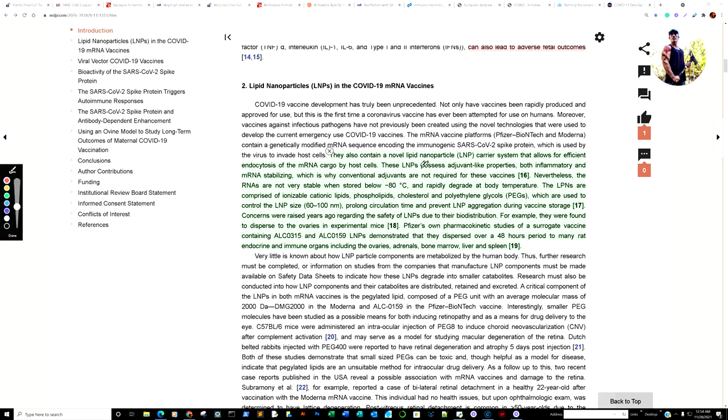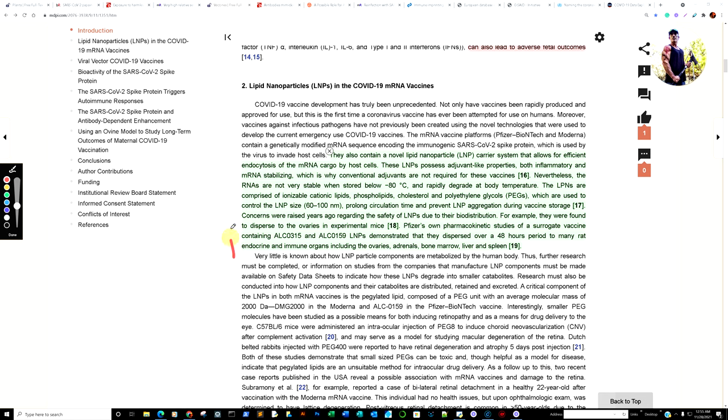They also contain a novel lipid nanoparticle, LNP, carrier system that allows for efficient endocytosis of the mRNA cargo by host cells. These LNPs possess adjuvant-like properties, both inflammatory and mRNA stabilizing, which is why conventional adjuvants are now required for these vaccines. Interesting, because it's the LNP. Nevertheless, the RNAs are not very stable when stored below negative 80 degrees centigrade and rapidly degrade at body temperature. The LNPs, here we go, are comprised of ionizable cationic lipid, phospholipids, cholesterol, and polyethylene glycols, which are used to control the LNP size, prolong circulation time, and prevent LNP aggregation during vaccine storage.